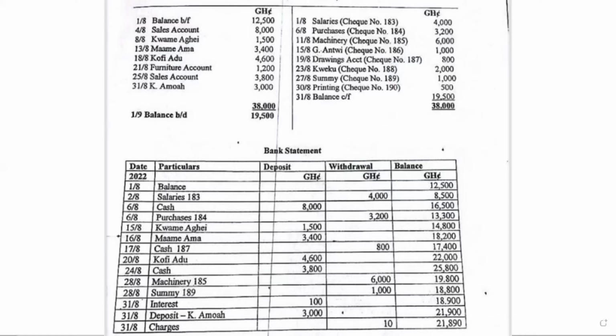first of all, let's write Akosia Kisiwa, the name of the business. Then we write our adjusted cash book. Next.